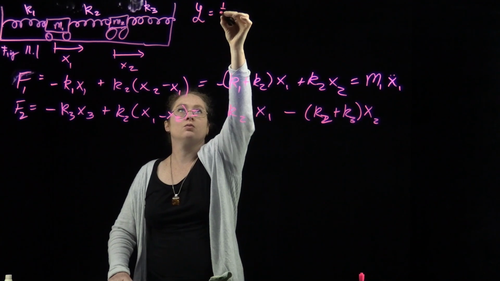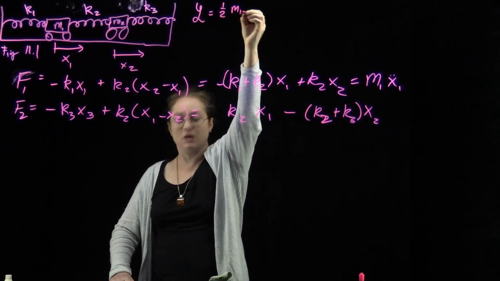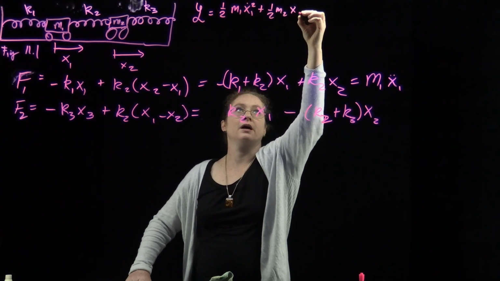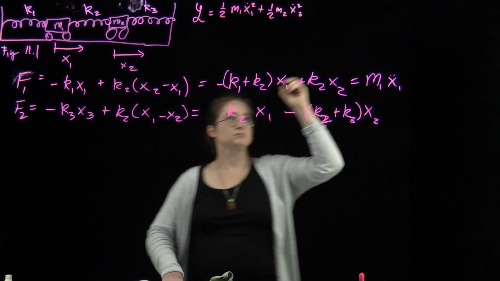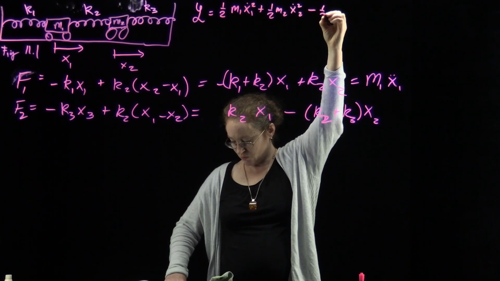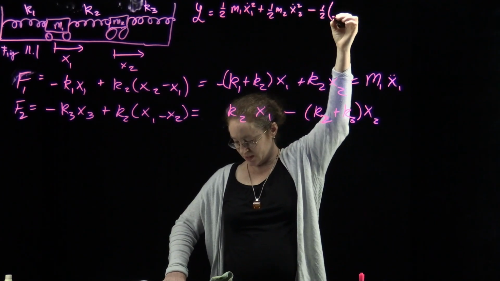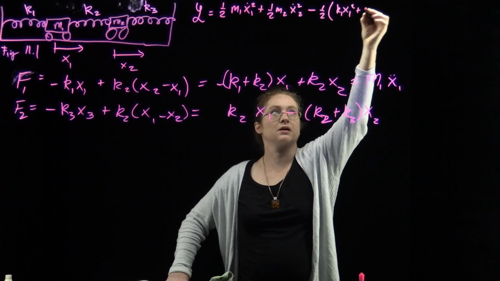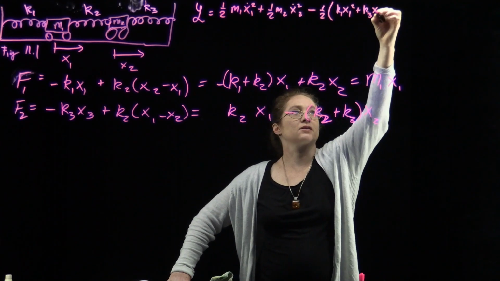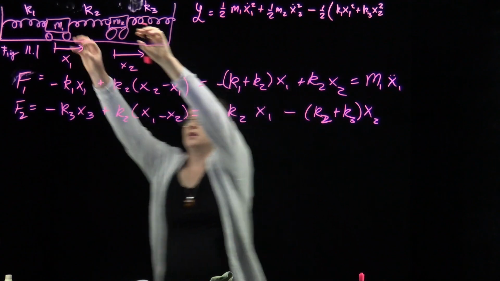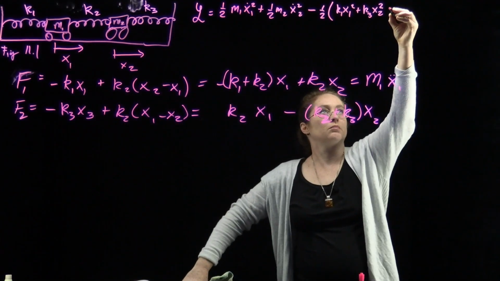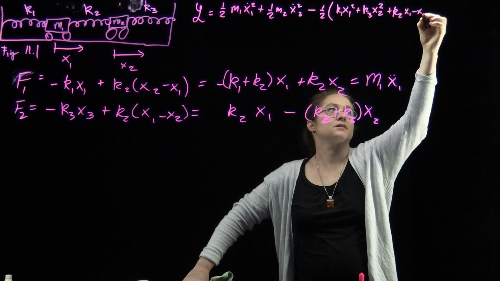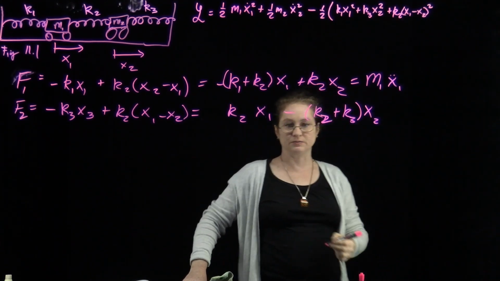Now, if I want to write the Lagrangian, it is 1/2 M1 x1 dot squared plus 1/2 M2 x2 dot squared, minus 1/2 times, and then I have K1 x1 squared plus K3 x2 squared, that's just these two, plus K2 times (x1 minus x2) quantity squared.